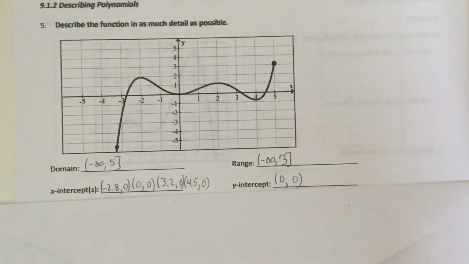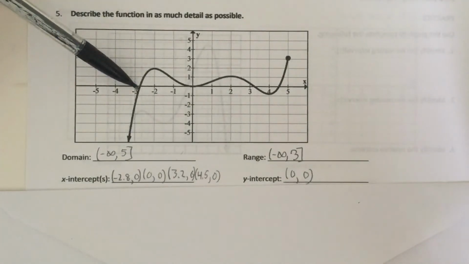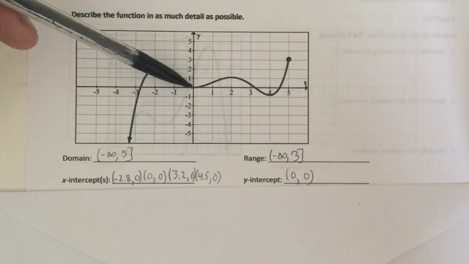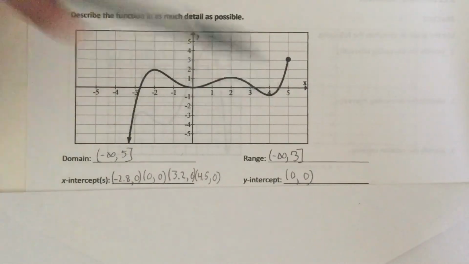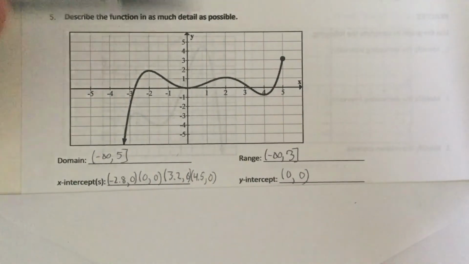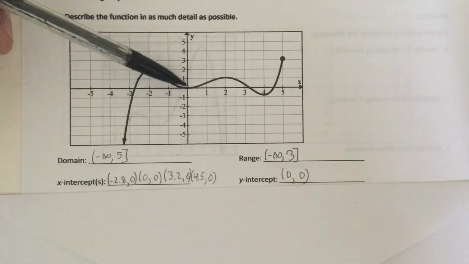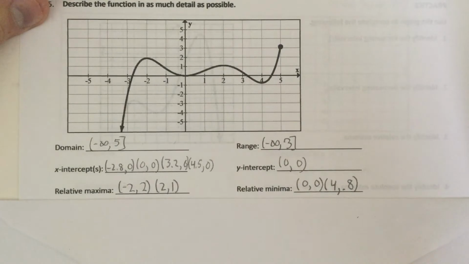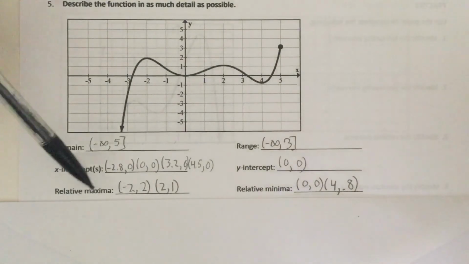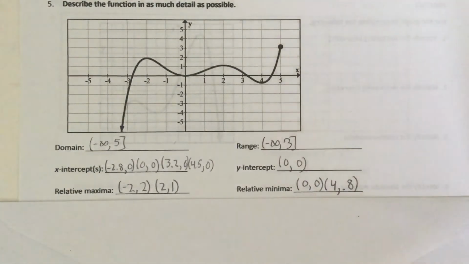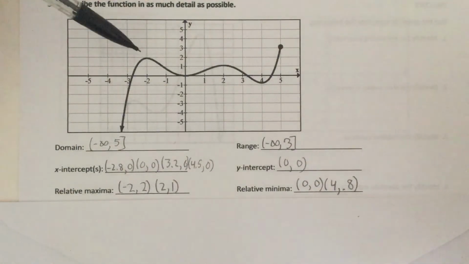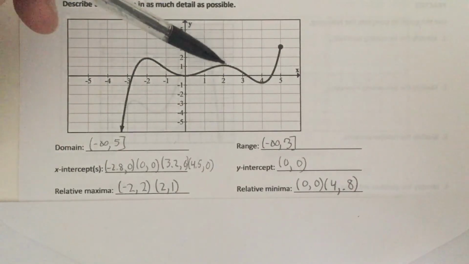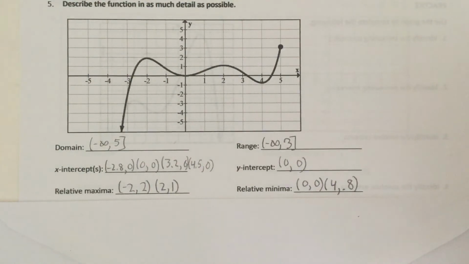Your x-intercepts, we have to approximate. So right about here, about -2.8, 0. Right here, 0, 0. 3.2, 0, and then 4.5, 0. And I have y-intercept right here of 0, 0. That's where it's crossing the y-axis. We have relative maxima. Maxima just means the plural for maximum. So there's 2 of them. So right here, it's a high point, but not the highest on the graph. So at -2, 2. Right here at 2, 1, a high point, but not the highest point.